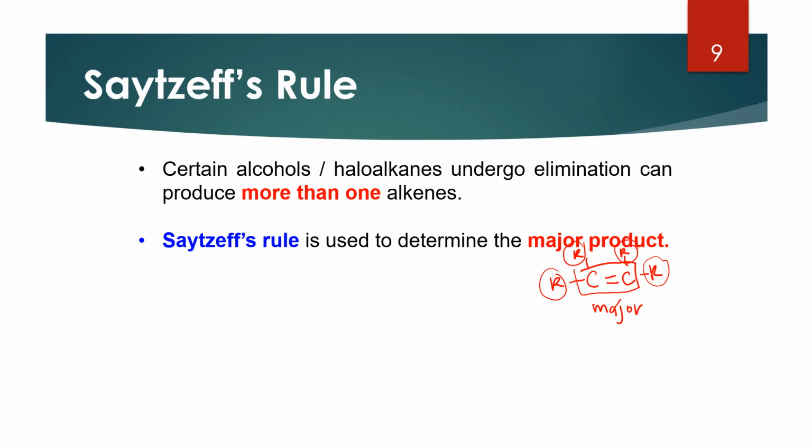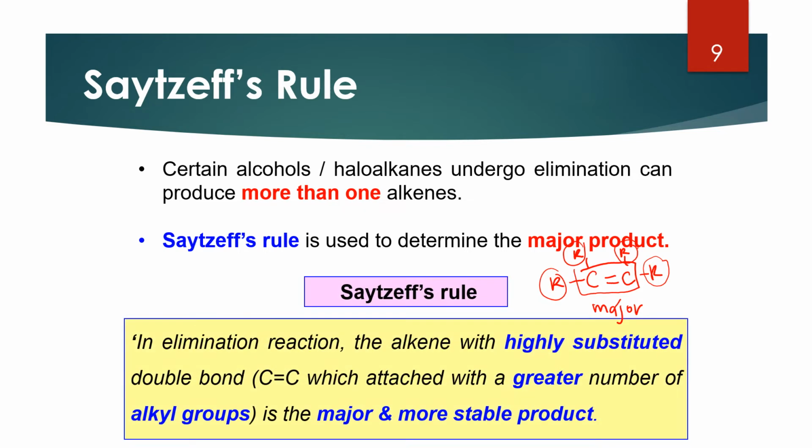But what exactly is Saytzeff's rule? Saytzeff's rule states that in an elimination reaction, the alkene with the highly substituted double bond, or the carbon-carbon double bond which is attached to a greater number of alkyl groups, is the major product and it is more stable.